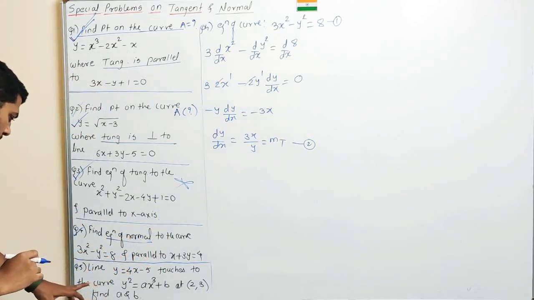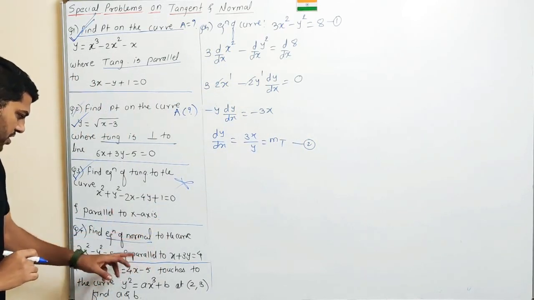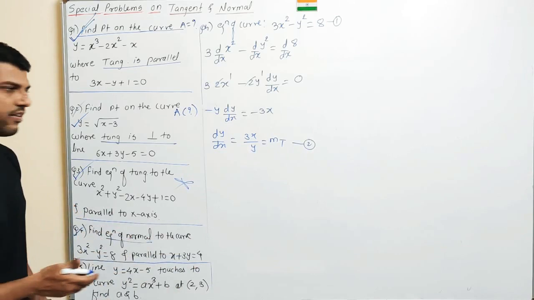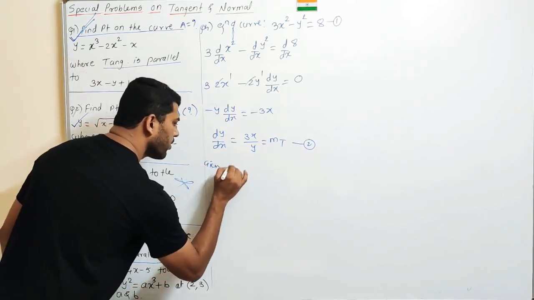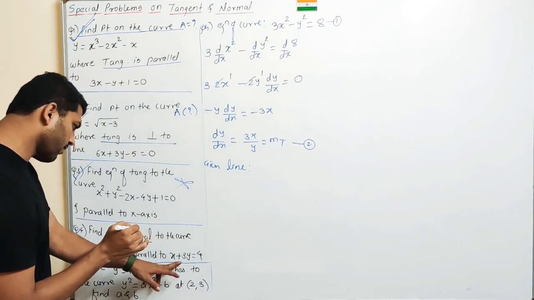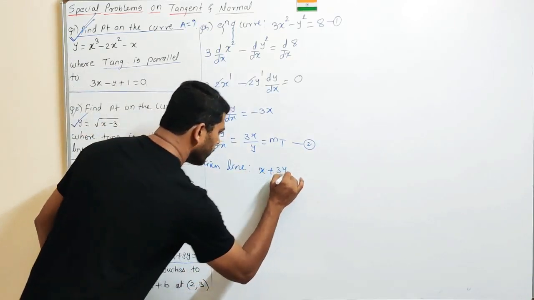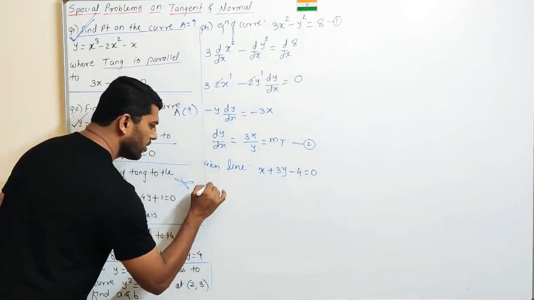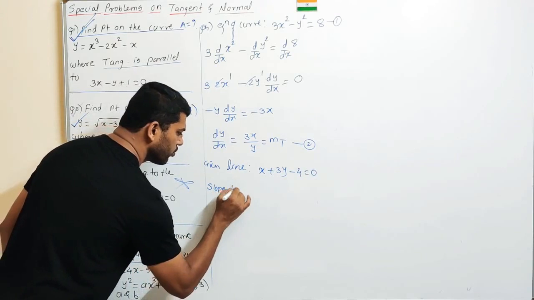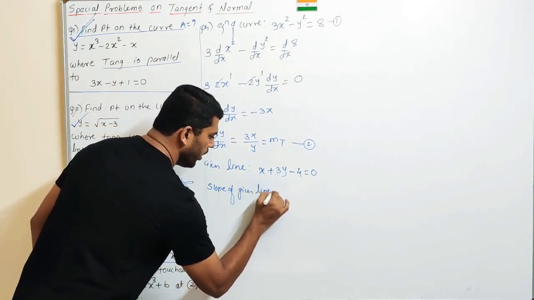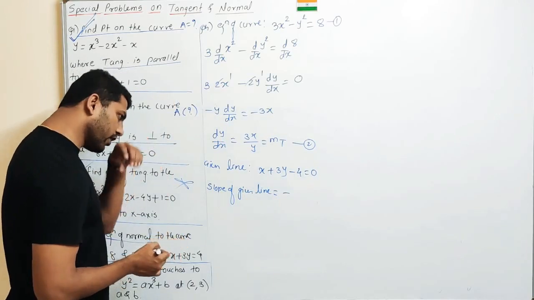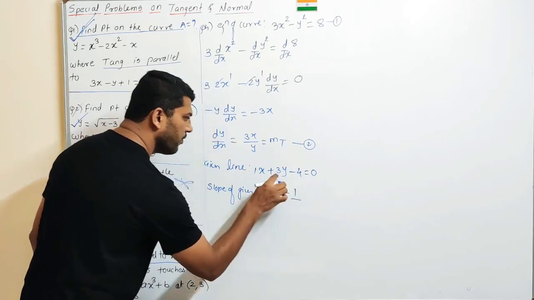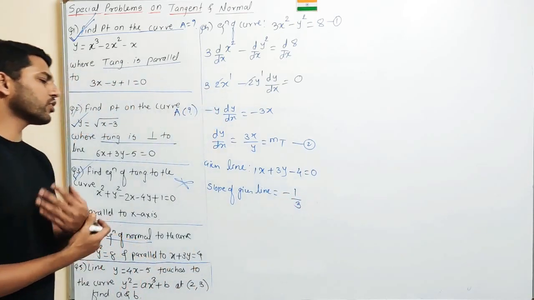According to them, you have to find the equation of normal actually instead of tangent, and the normal is parallel to this line. So let me write down the given line. Given line is x plus 3y. Friends, I am shifting this 4 to the LHS, so it's x plus 3y minus 4 equal to 0. Then the slope of the given line is minus, I am using a formula to find the slope. How to find the slope of a general line? Minus x coefficient divided by y coefficient. So here we got the slope of this line.